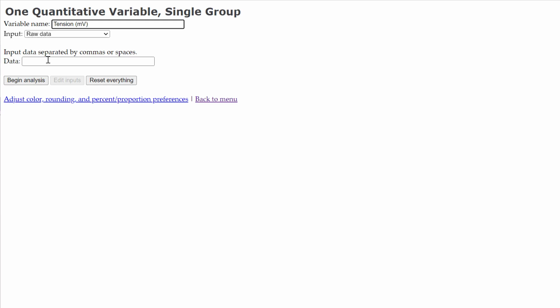We're putting in raw data. And so I could just go 269.5, 297, 269.6, 283.3. Just type it in with a space between like you've been doing all year. 310.